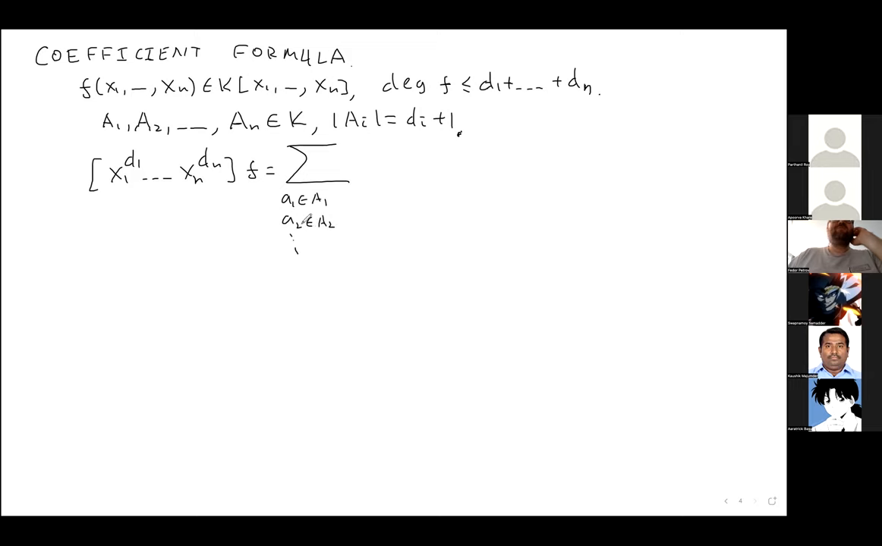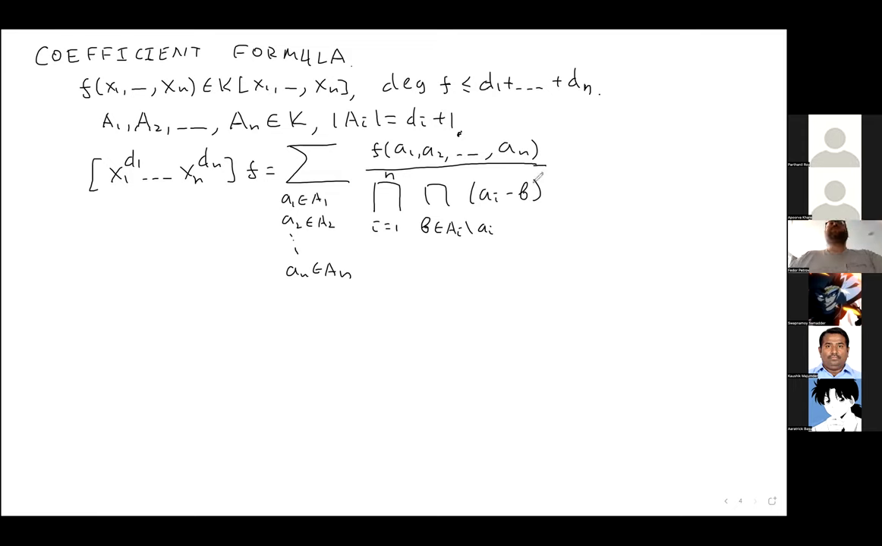So you take the variables from the corresponding sets, and you substitute them, and you have the coefficient of this value. And it is the following denominator, which comes from Lagrange interpolation. For each variable you have its own denominator, and then you take the product, and this is exactly what you get in the Lagrange interpolation formula in the denominator of the corresponding summand, yes.